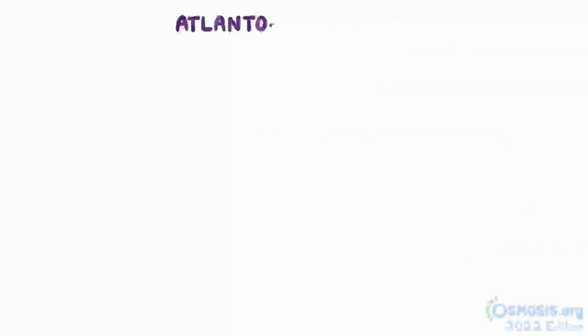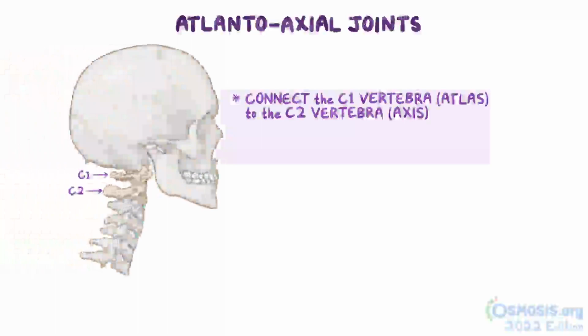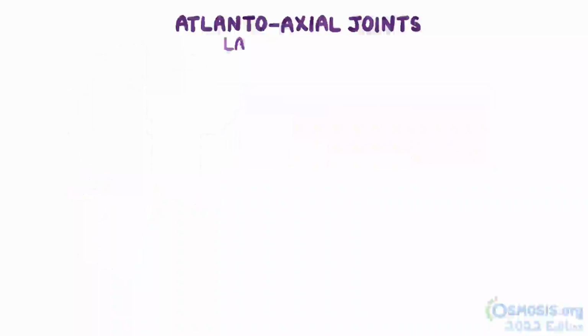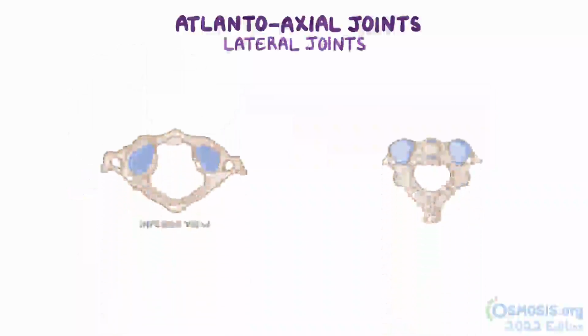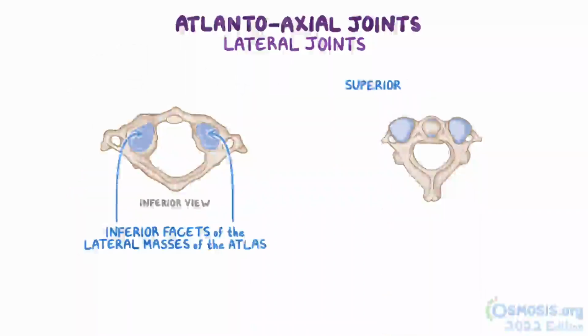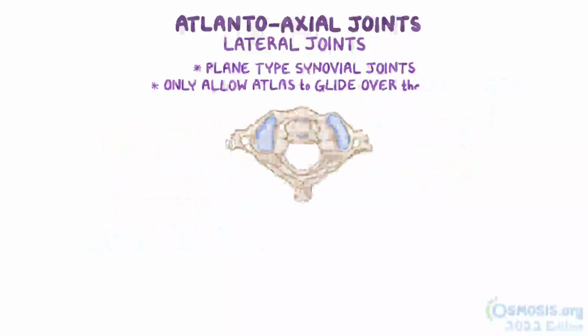Next, there are the atlanto-axial joints, which connect the C1 vertebra, or atlas, to the C2 vertebra, or axis. This is a complex joint that's actually made up of a median and two lateral synovial joints. The lateral atlanto-axial joints connect the inferior facets of the lateral masses of the atlas to the superior facets of the axis. The lateral atlanto-axial joints are plane-type synovial joints, which only allow the atlas to glide over the axis.